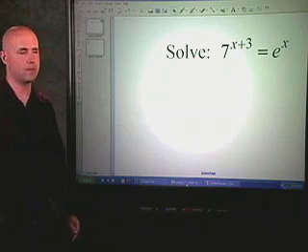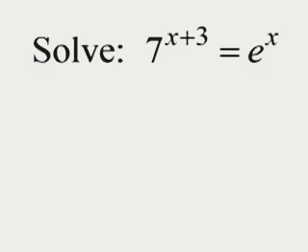Now that we've solved this exponential equation algebraically, let's move to our smartboard interactive whiteboard and solve it using a graphing utility. We want to solve 7 to the x plus 3 equals e to the x. We're going to do that by putting the left side of the equation in y1 and the right side in y2, graphing and finding the intersection points.